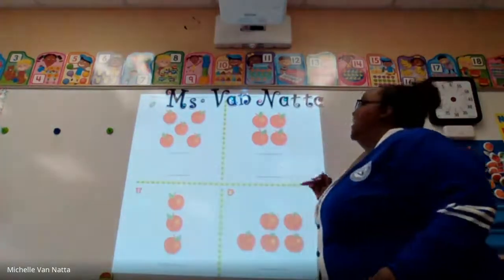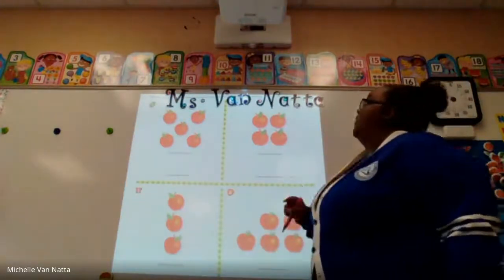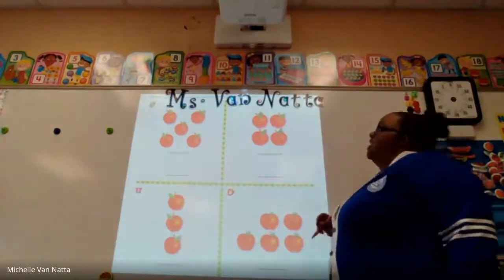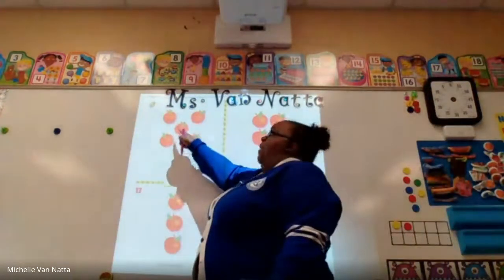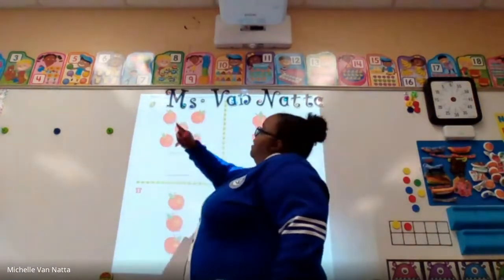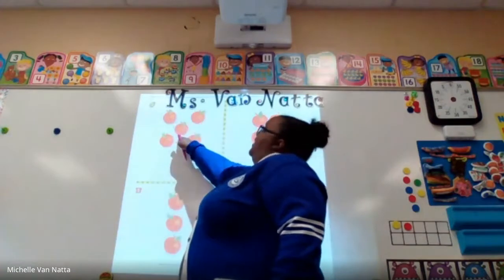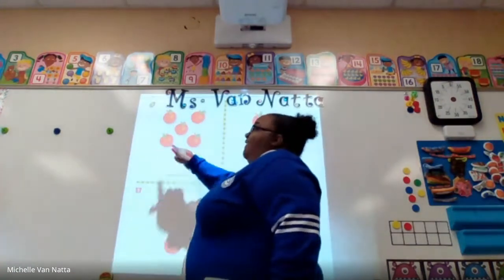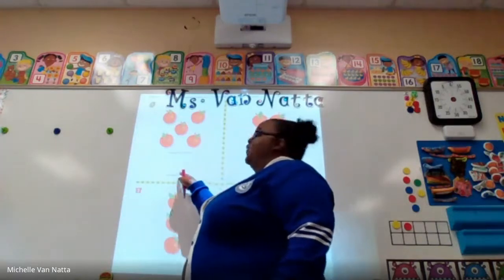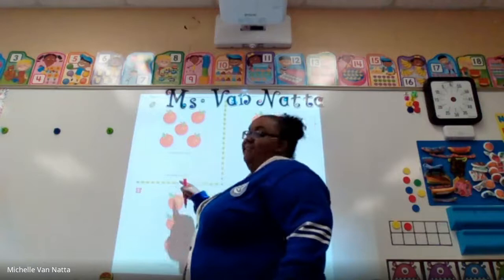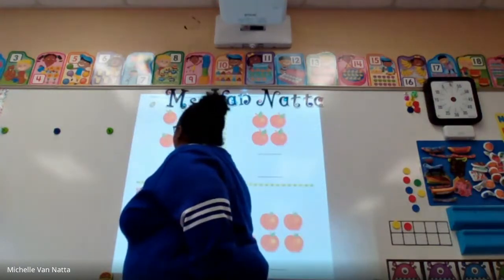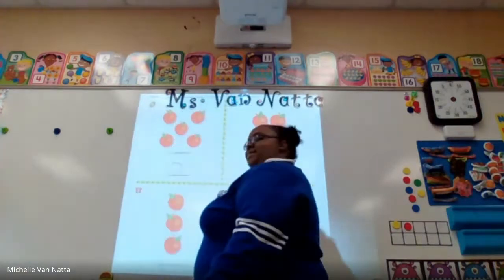Now we're going to count how many apples there are, and then we're going to write the number here. Okay? So let's start off here. How many apples do we have here? Let's count. 1, 2, 3, 4, 5. So what are we going to write here? We're going to write the number 5. Over, down, and all around.